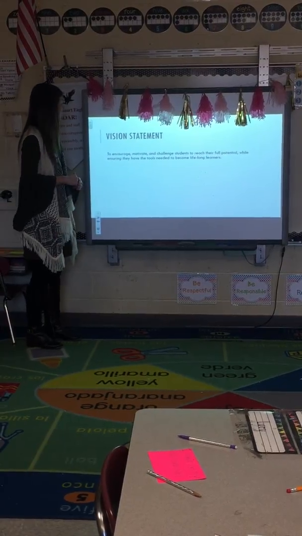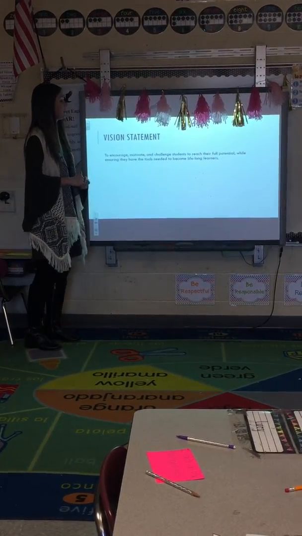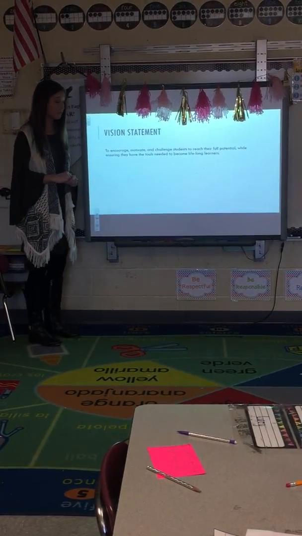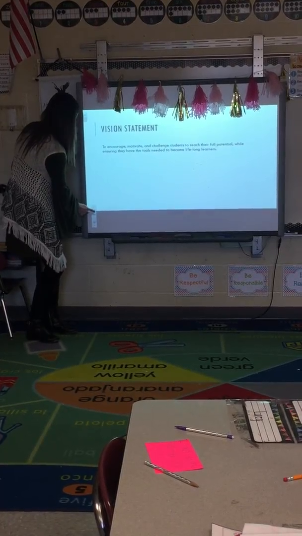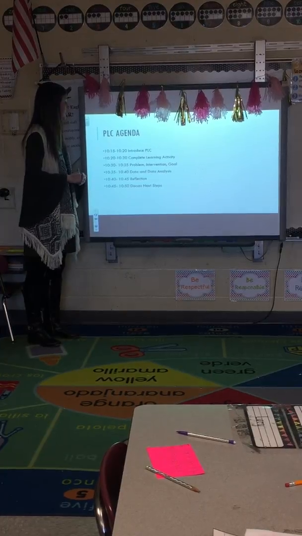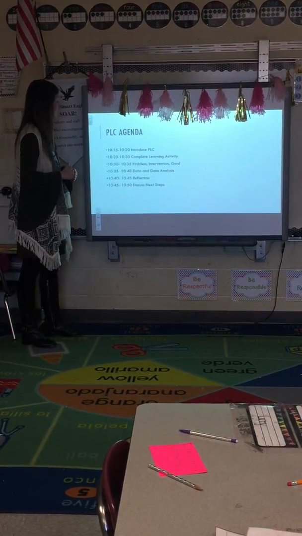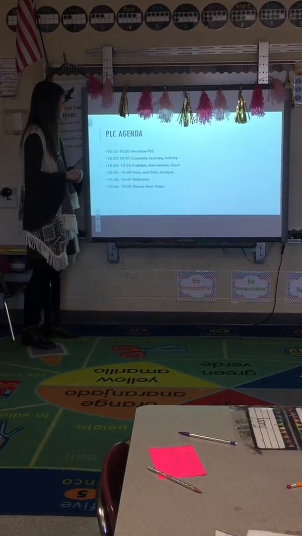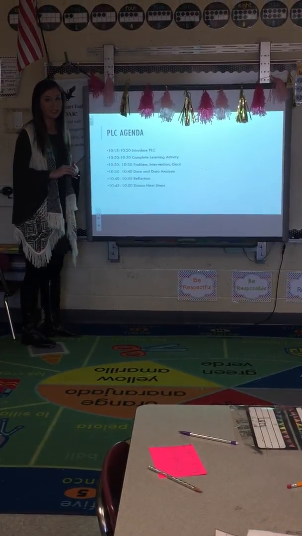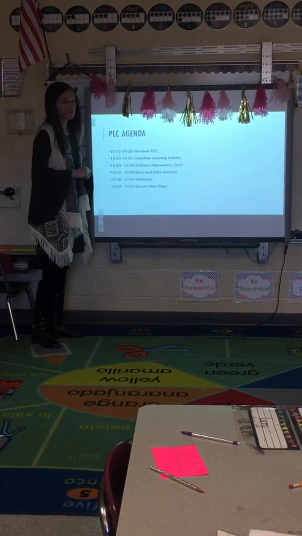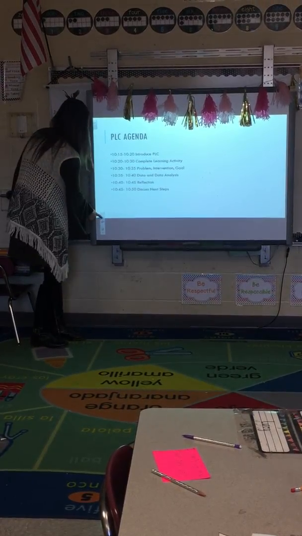My vision statement is to encourage, motivate, and challenge students to reach their full potential while ensuring they have the tools needed to become lifelong learners. And then here's our agenda. It's basically the same thing as my table of contents, just because we're going to be introducing the PLC, completing a learning activity. I will show you the problem, intervention, and my goal, my data and my data analysis, my reflection, and we will discuss the next steps.